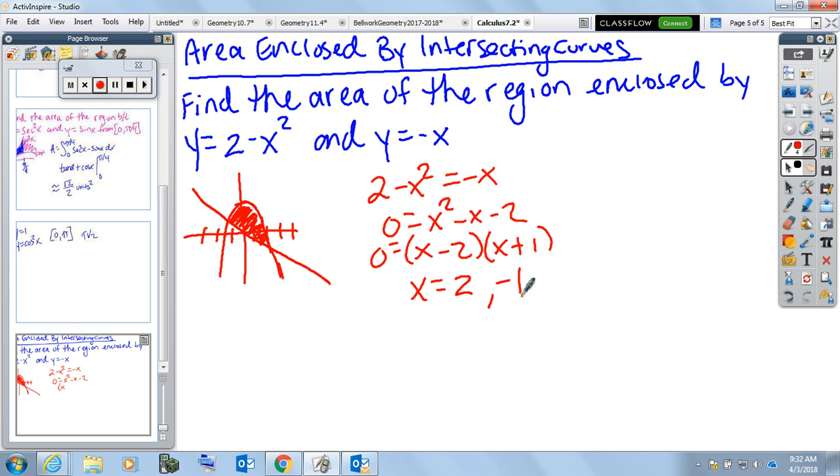Remember, for the area we're trying to find the integral of the greater function minus the lesser function. So our area between these two curves is going to be the integral from -1 to 2 of the bigger function minus the lesser function, so 2 minus x squared minus a negative x, all dx. Alright, well, this is a nice one.